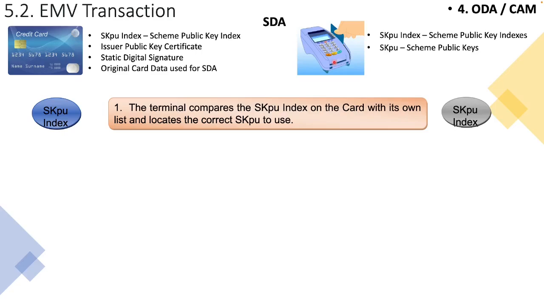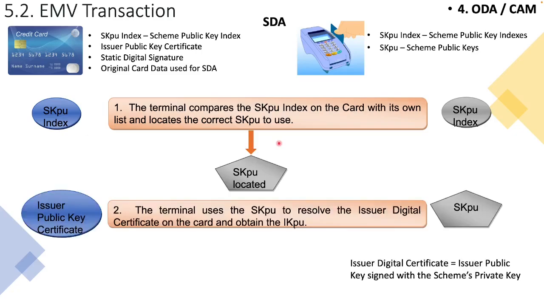So what the terminal does is it says, okay, card, I know you've got a scheme public key index. I'm going to look at the scheme public key index and compare it to the multiple scheme public key indexes on me, and find the corresponding one. So let's assume that the card has index F1 and the terminal has indexes F1, F2, F3. So it knows, okay, cool. Card has index F1. I do have index F1, which means I've got the corresponding CA public key loaded as well. So as a starting point, it has to use the F1 key in order to perform SDA on this card. All right. So we've located which scheme public key to use.